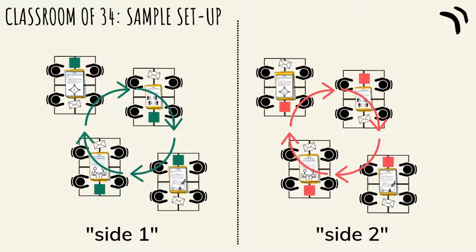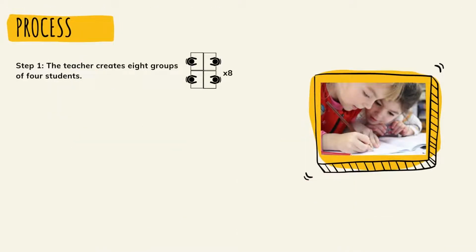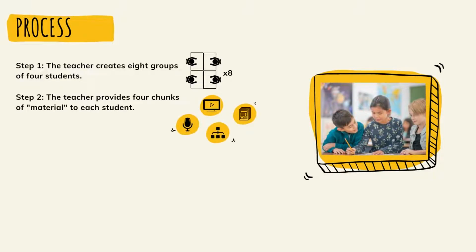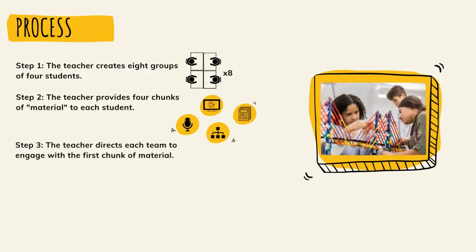It is helpful to color code each group of 4 with a colored card on the table to make the rotations easier. Let's look at how this process works. Step 1. The teacher creates 8 groups of about 4 students. Step 2. The teacher provides 4 chunks of material to each student. Step 3. The teacher directs each team to engage with the first chunk of material.